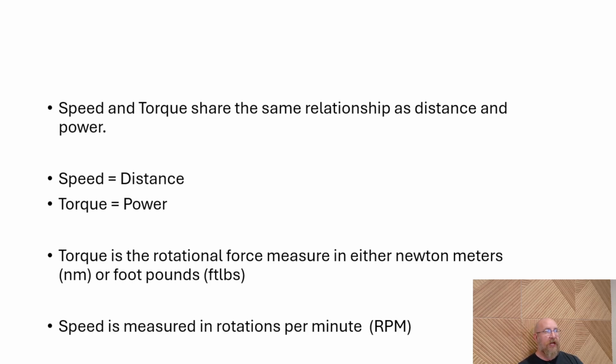Torque is the rotational force measured in either Newton meters or foot-pounds. And speed is measured in rotations per minute when we're talking about rotary speed. So those are two items, and like what we do with levers, when we do it with gears and sprockets and belts, we are trading off speed for torque or torque for speed.